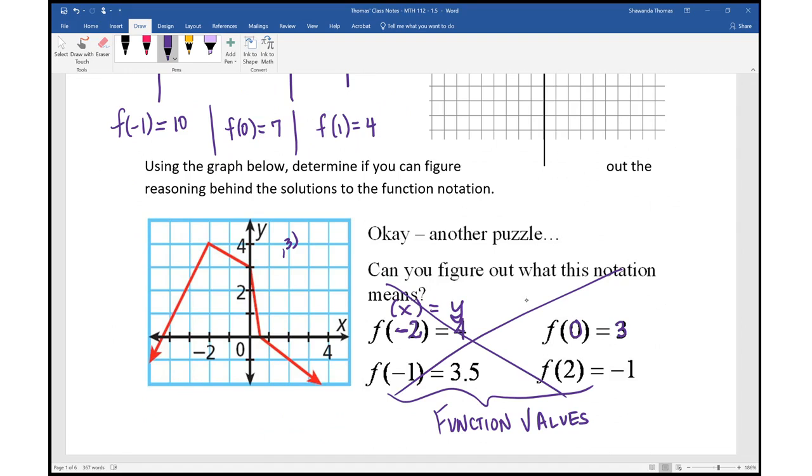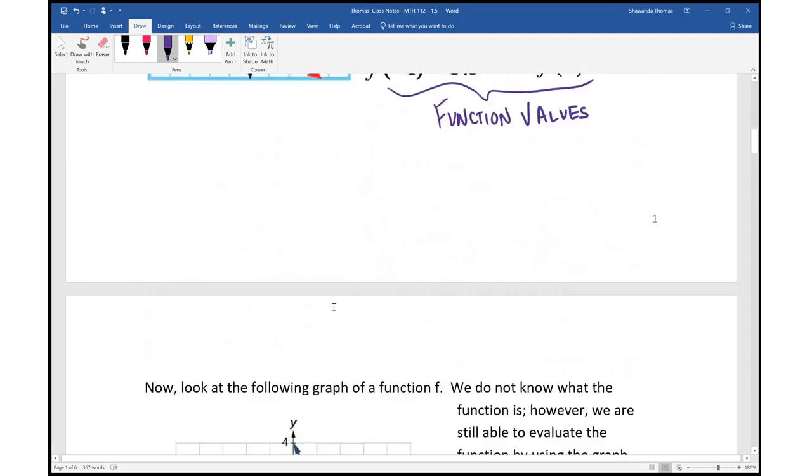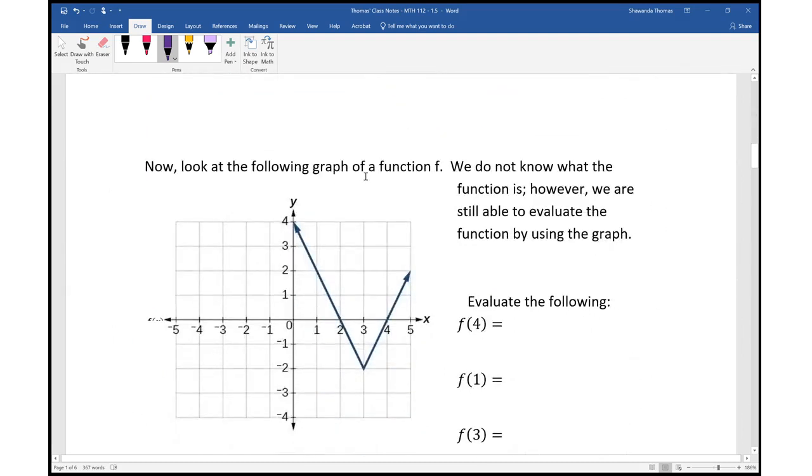Let's try some more examples. Look at the graph of this function. Let's call it f of x. We're going to evaluate the following: f of 4, f of 1, and f of 3. Let's begin with f of 4. Again, you need to memorize that f of x equals y. So that 4 is our x value. So we go to 4 on the x-axis, which is here, right?